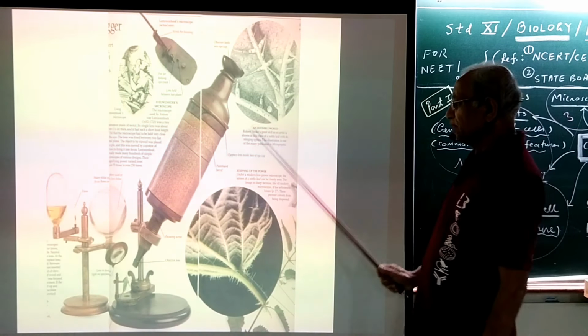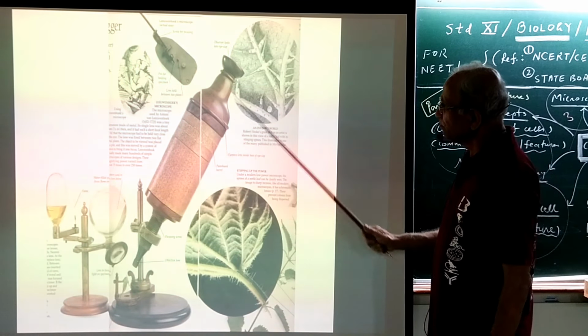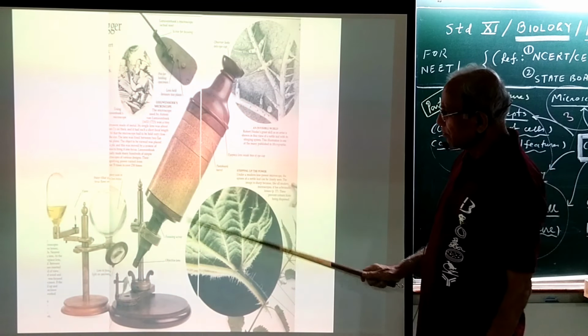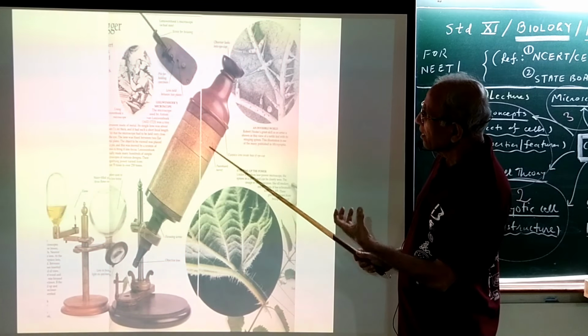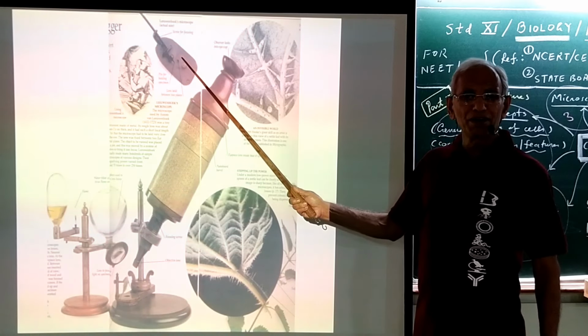This was the microscope I told you. This is Leeuwenhoek's microscope and this is Robert Hooke's microscope, 350 years back. The kind of glass, the metal body, and all these things are wonderful. But this microscope is very simple.